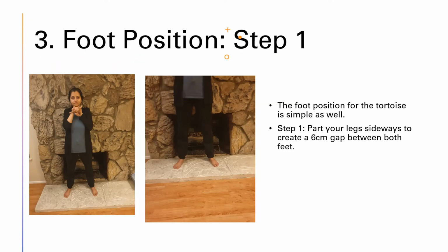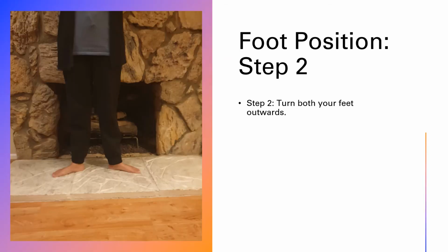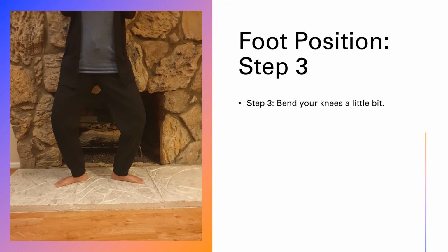We come to the third part, which is the foot position, and it again has a few simple steps. Step 1 is part your legs sideways to create about a 6 centimeter gap between both feet. You can refer to the images. Step 2, now just turn both your feet a little bit outwards. And the last step is just bend your knees a little bit. You can see from the images, I have a teeny tiny bit bend on my knees.